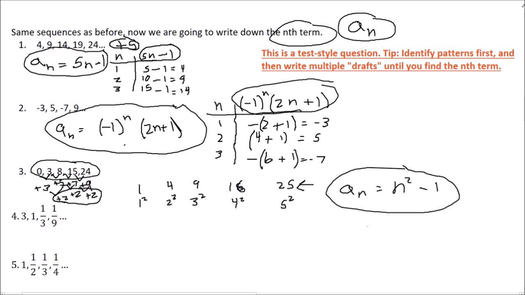Now what you might want to do going into a quiz or a test, you might want to write down these patterns and what rules create them, because there's not going to be that many of them. Okay, we've just got a couple more here. Okay, let's look at number 4.